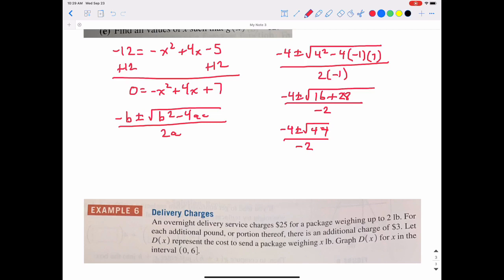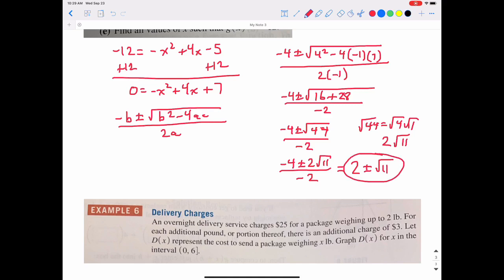And the square root of 44, if I go off to the side here, is the same as the square root of 4 times the square root of 11, or 2 square root of 11. So if I replace the square root of 44 with 2 square root of 11 over negative 2, I can divide both the coefficients of the top term by negative 2, which gives me positive 2 plus or minus just the square root of 11. And that's all the values on that one.